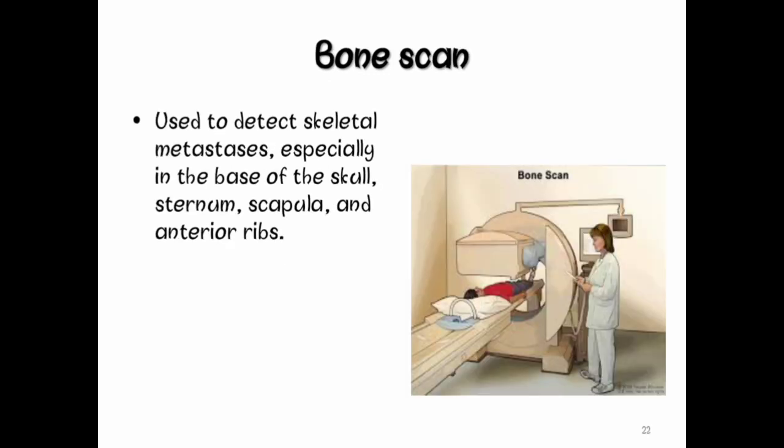So first of all, we have a bone scan, and the bone scan is very important to detect any metastasis, especially if it is in the skull or in the sternum, in the scapula, or the anterior ribs. And there are some other indications as well.